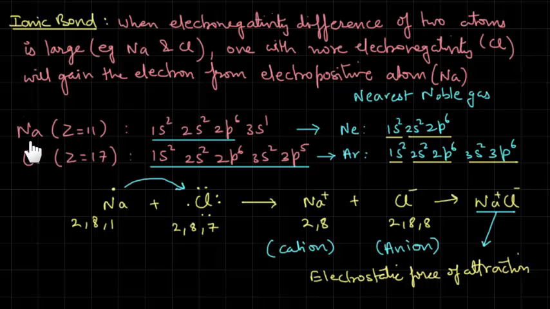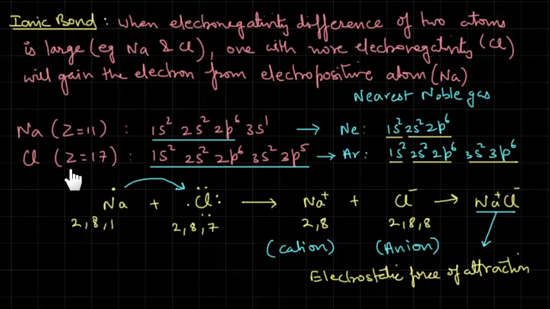Sodium has atomic number 11. So let's write the configuration. It is 1s2, 2s2, 2p6, 3s1. You can see that it has one electron in its valence shell. Valence shell is the last shell of an atom. Here the valence shell is 3 and it has only one electron.